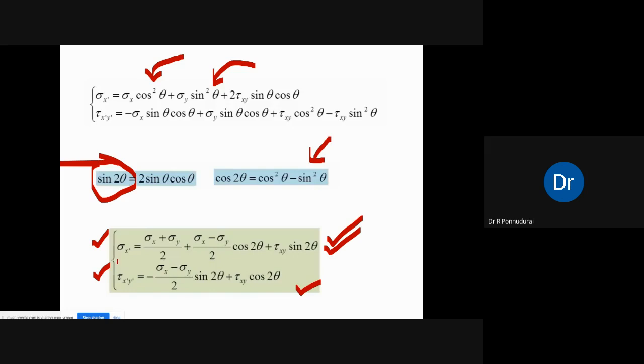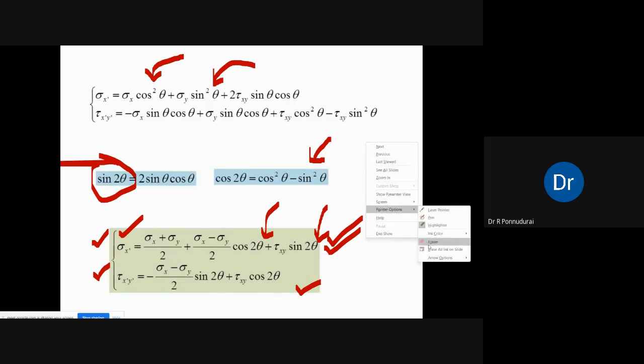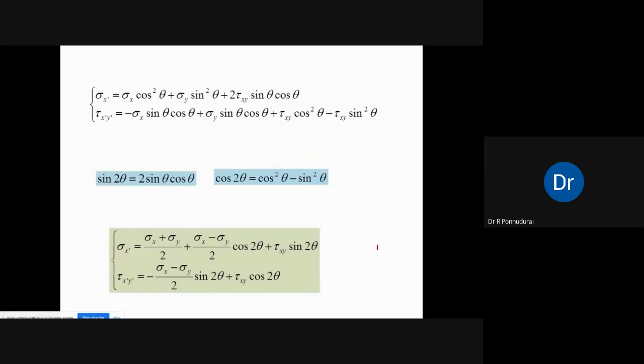So what types of stresses are available on an inclined plane in a 2D element? One normal stress and two shear stresses. If theta, the angle of rotation, is given, then it is possible to calculate the normal stress. And if sigma x and sigma y are also given, you can calculate sigma x dash, and also tau x dash y dash. The angle of rotation of the element is given. So this is how we go for the derivation of this expression.